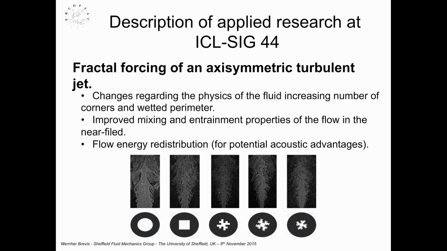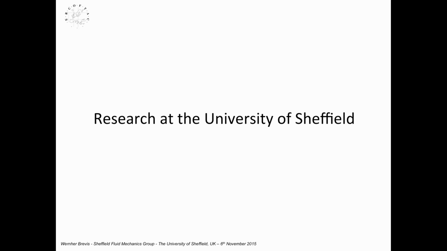And finally, from Imperial College, we have the work of Oliver Baxton on fractal forcing of an axisymmetric turbulent jet. The idea is to investigate the effect of the shape of the nozzle on the jet structure. Oliver has been investigating how the physics depends on the number of corners and wet perimeter of that nozzle. The idea is to try to improve the mixing of these jets, to look at the entrainment properties, and also to investigate the flow energy redistribution.